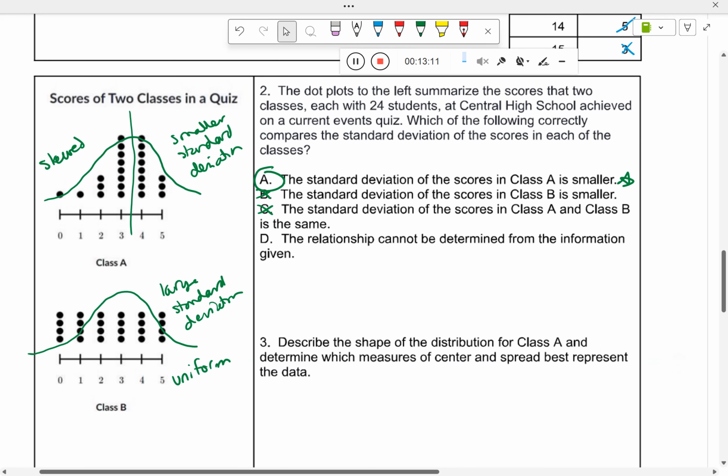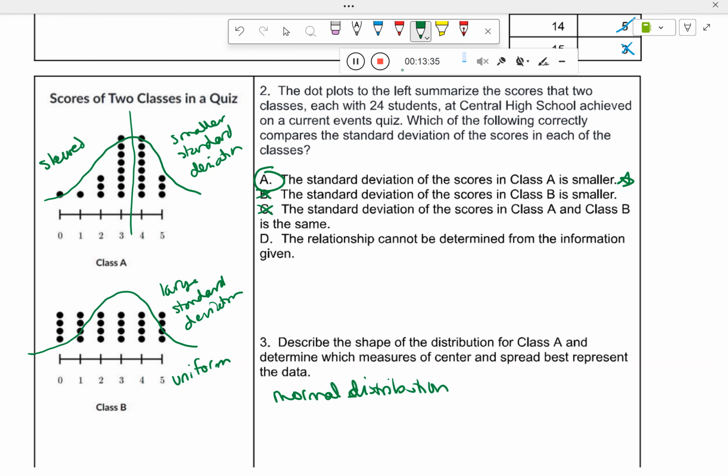Now, in number 3, we're asked to describe the shape of the distribution for class A and to determine which measures of center and spread would best represent the data. So we need to go back and say, okay, so this looked like a distribution that's pretty close to a normal distribution. So it's similar to a normal distribution, even though it's a little bit skewed. And we're asked which measures of center and spread best represent the data.